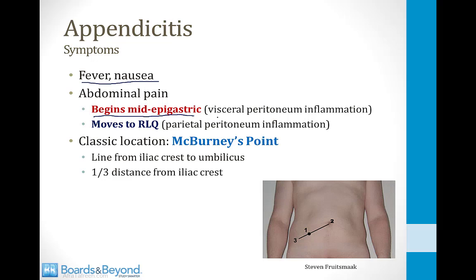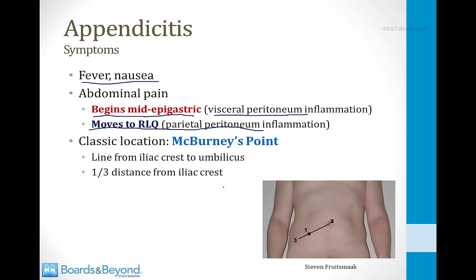is because initially the inflamed appendix irritates the visceral peritoneum. The visceral peritoneum is innervated by the autonomic nervous system. This system is poorly localizing, so the pain will be generalized and mid-epigastric initially. As the appendicitis progresses, the parietal peritoneum will begin to become inflamed. This is innervated by the somatic nervous system, which is much more well localizing. Therefore, the pain will move to the right lower quadrant, which is where the appendix sits.